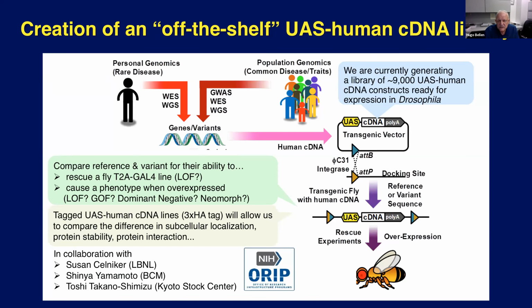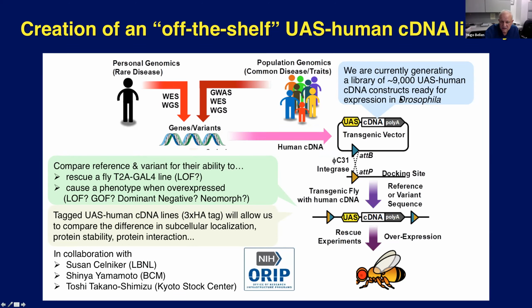As I mentioned, we like to humanize the flies. That is, we like to cross the mutations that we've created with the GAL4 to human cDNAs. These human cDNAs obviously need to be made available, and we decided to collaborate with Sue Celniker and Shinya Yamamoto at Baylor to create a library of about 9,000 human UAS cDNA constructs. And those can also be used in other species, by the way.